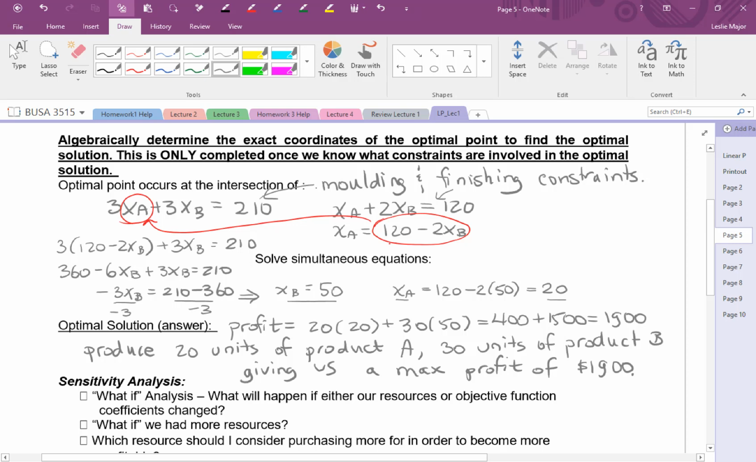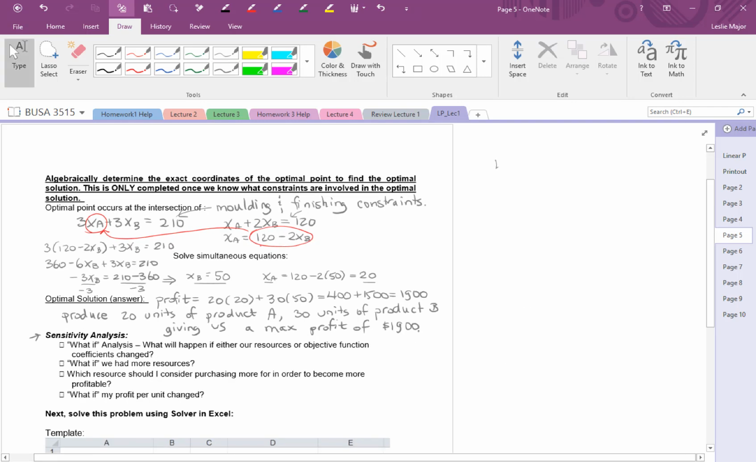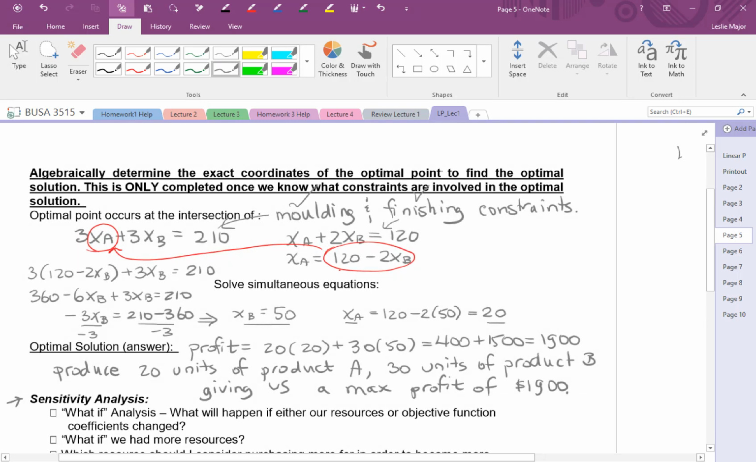Okay, in the next video I'm going to talk about how to do this in Excel using Solver, and then after that we'll start talking about what's called sensitivity analysis. That's where you decide which constraint is what we call binding. We actually already know that. It's our molding and our finishing that are the two that we use all of the resource up. So we use up all of our hours in molding and all of our hours in finishing right now. And we don't use up all the other ones necessarily.